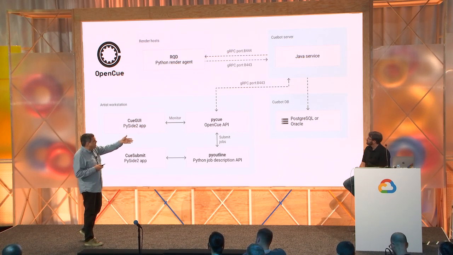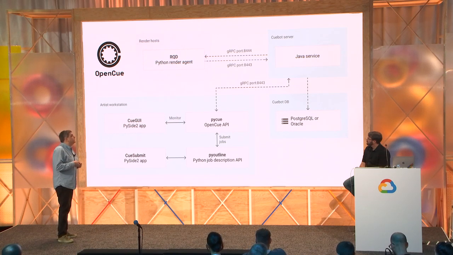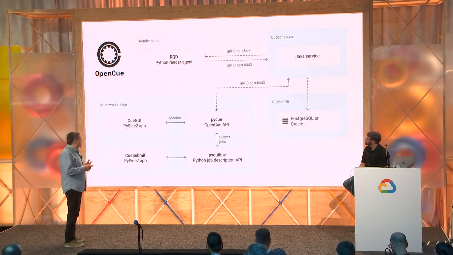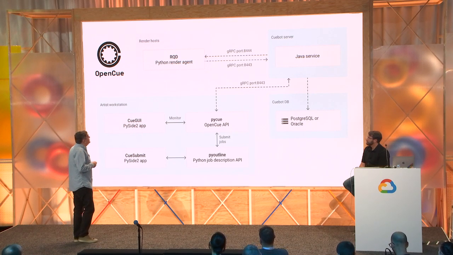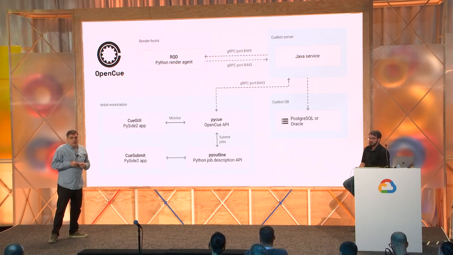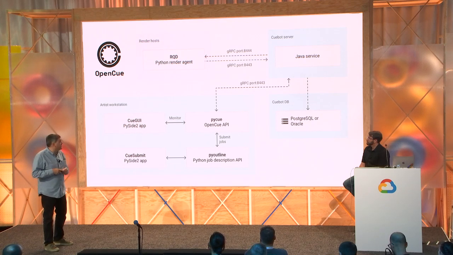There is the PostgreSQL database that's running in the background. Those two are communicating to maintain the list of what jobs are active and where all the log files are residing. There is this RQD render host over here. These are our managed instance groups, which are going to be doing the rendering for us. They're running an RQD process and communicating over these ports back and forth to the QBot server.